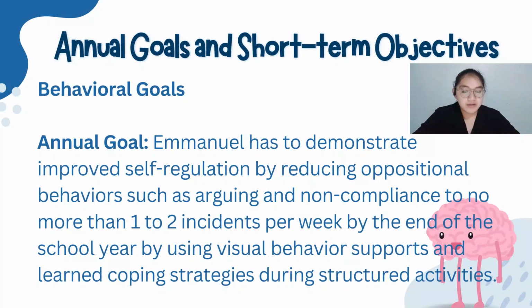Next one, under behavioral goals naman. So, yung annual goal natin is, Emmanuel has to demonstrate improved self-regulation by reducing oppositional behaviors such as arguing and non-compliance to no more than 1 to 2 incidents per week by the end of the school year, by using visual behavior supports and learned coping strategies during structured activities.